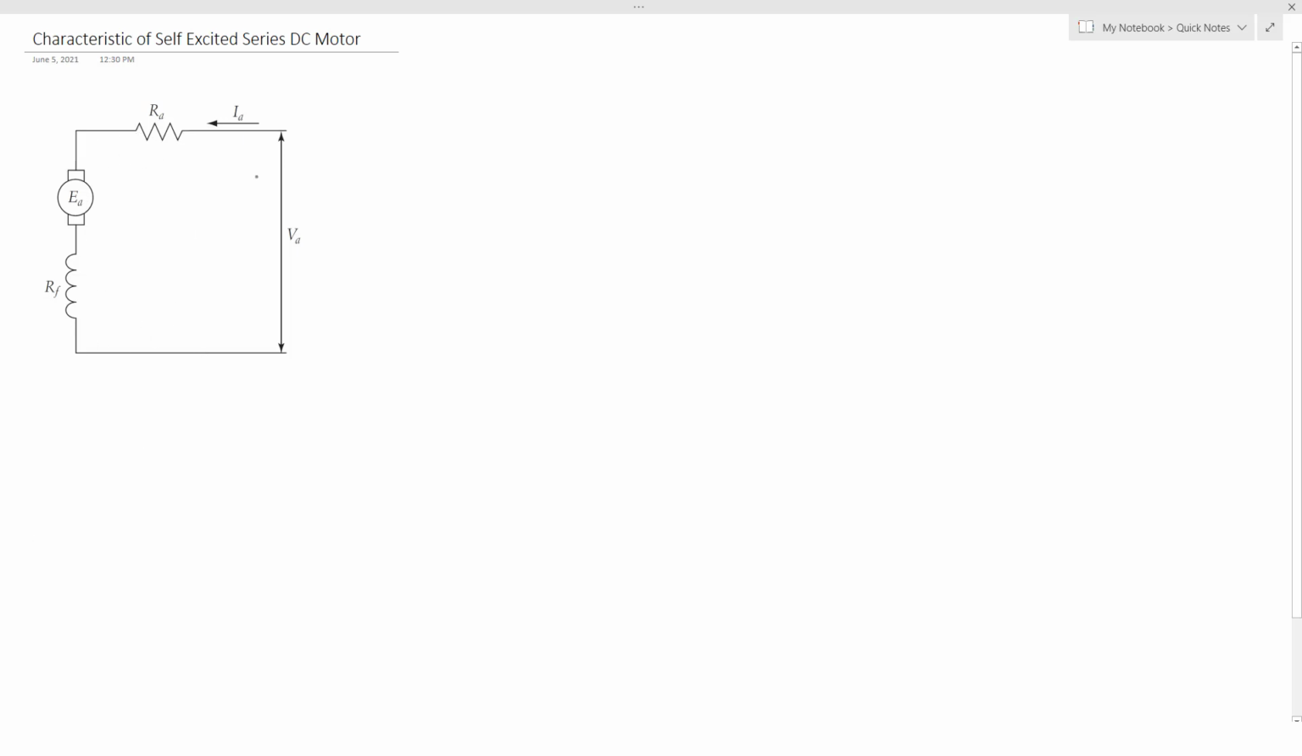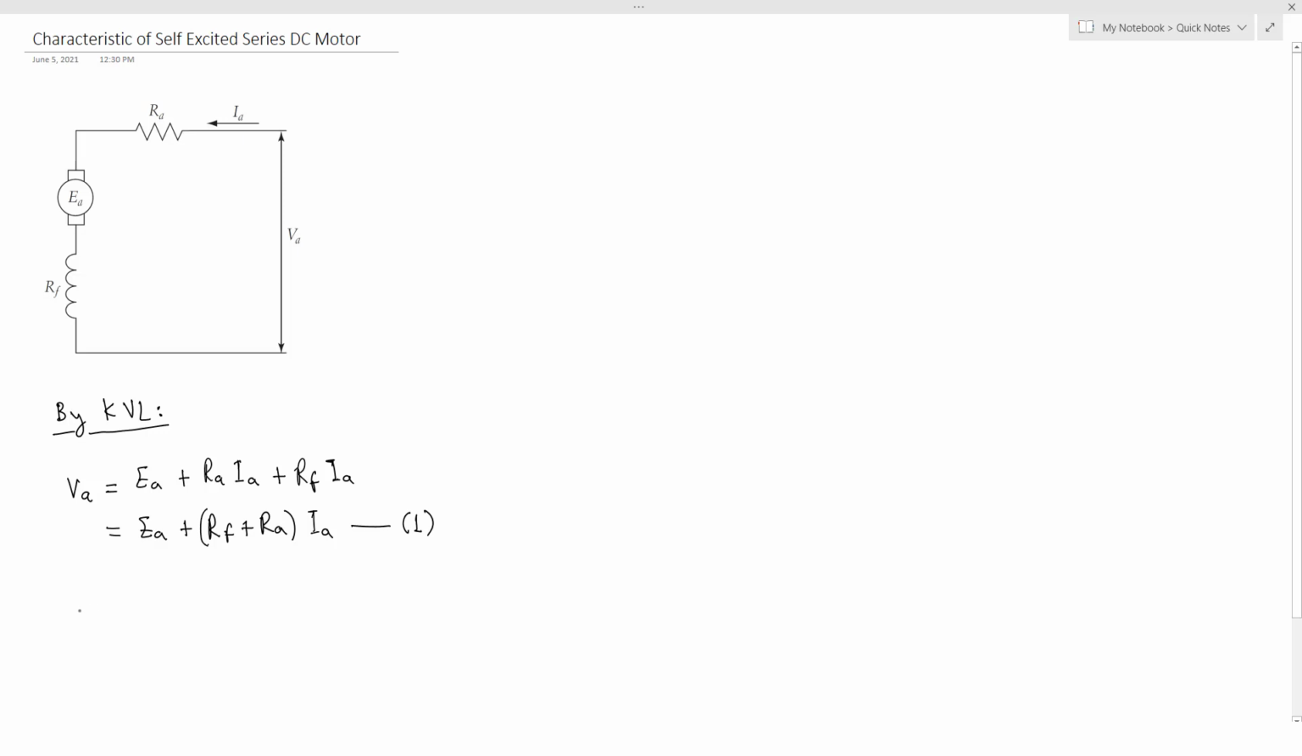So we can say here that by Kirchhoff's voltage law, VA equals EA, the back EMF, plus RA IA plus RF IA, which equals EA plus (RF plus RA) both multiplied by IA. So this is equation number 1.